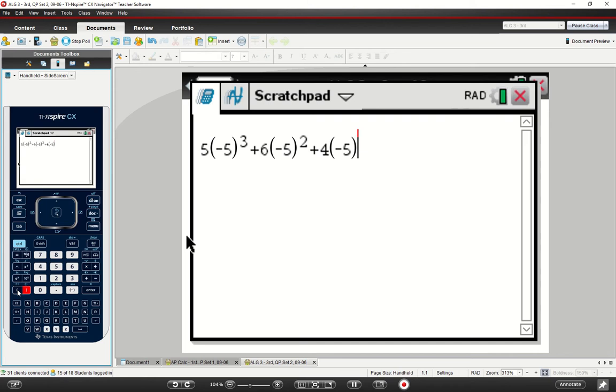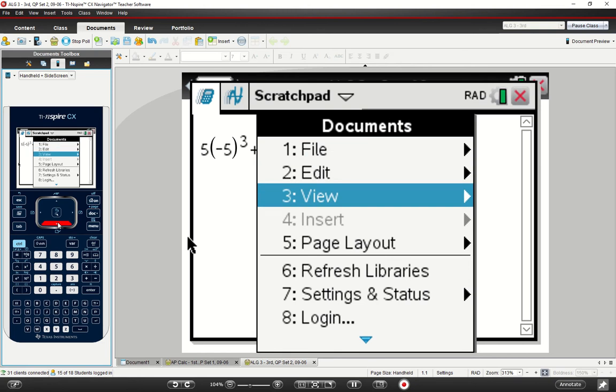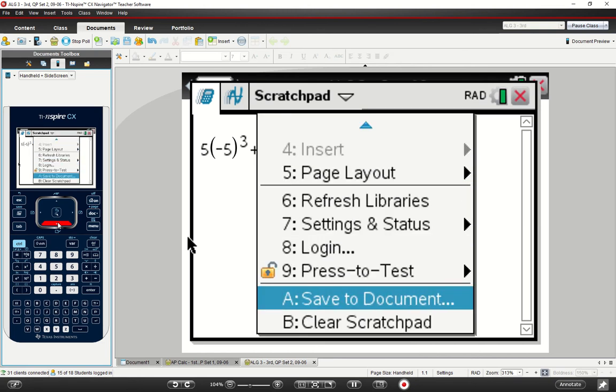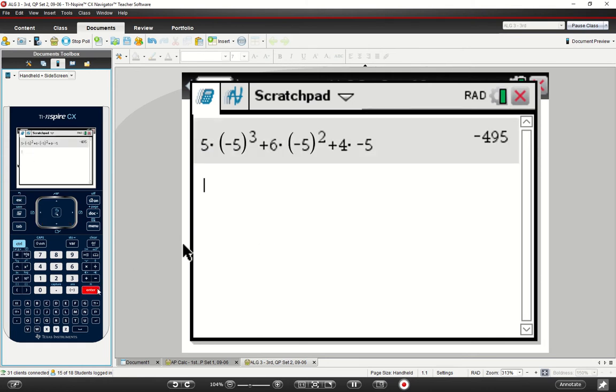If you see something in your calculator that you don't like and you just want to clear it out, all you have to do is hit doc, which is right here, and then the letter B, because B means clear scratch pad. Doc, letter B will clear everything so you can start with a new one. We hit enter, and we come up with negative 495.